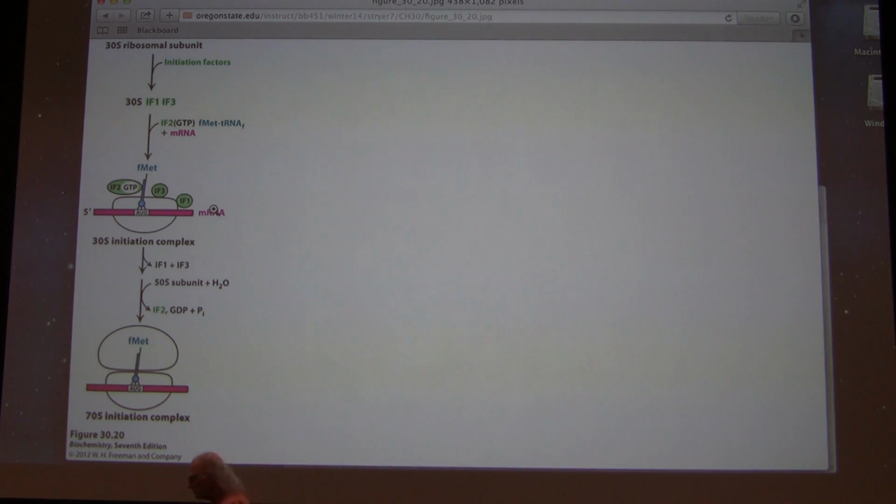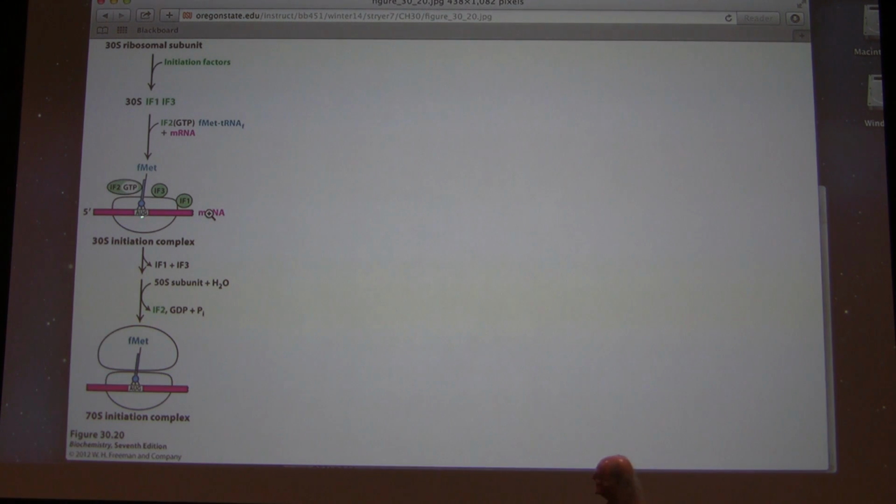Now, IF2 is a protein we call a G protein. We talked about G proteins last term in a eukaryotic sense and in a very different kind of sense. Those were very important proteins in the process of signaling. But the term G protein is very broad. It simply means a protein that binds guanine nucleotides and uses their energy. So that's what this guy is doing. IF2 is a G protein. You can see it's bound to GTP. It's also bound to the Met-tRNA.